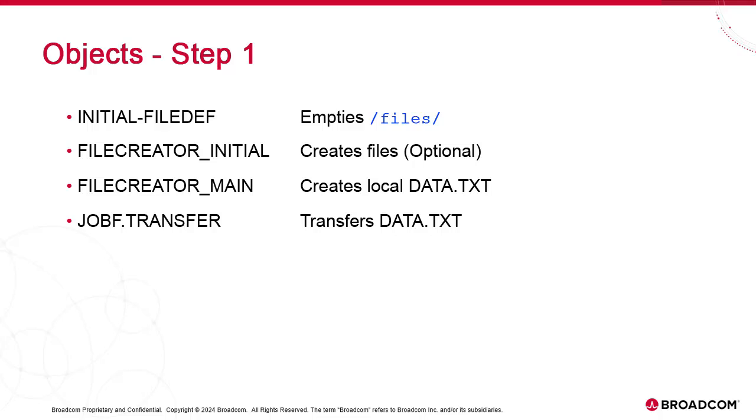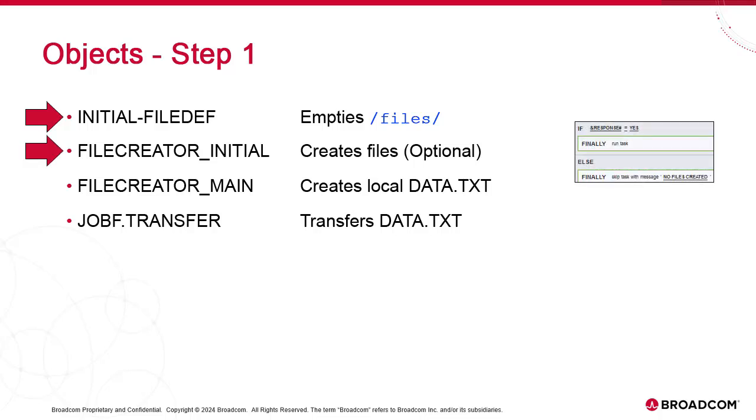The objects are as follows. Initial file def empties /files. File creator initial creates the initial set of files in /files. It has a condition based on the values fed by the prompt set responses. If yes, the directory remains empty. File creator main creates the large local file to be transferred. The presence of the initial testing files leads to an obvious space problem.